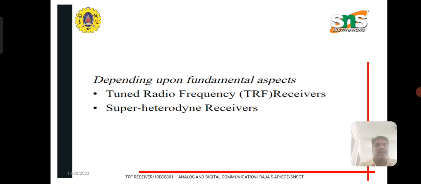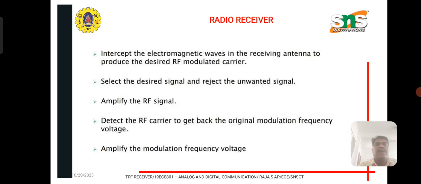Now we are going to discuss why we need these receivers. Mainly, radio receivers are used to select the desired signal and reject the unwanted signals. For example, in our area, if the FM signal has a frequency of 91.1 MHz, the receiver must select only 91.1 MHz and have the capability to reject the other signals. That is what we use the radio receiver for.